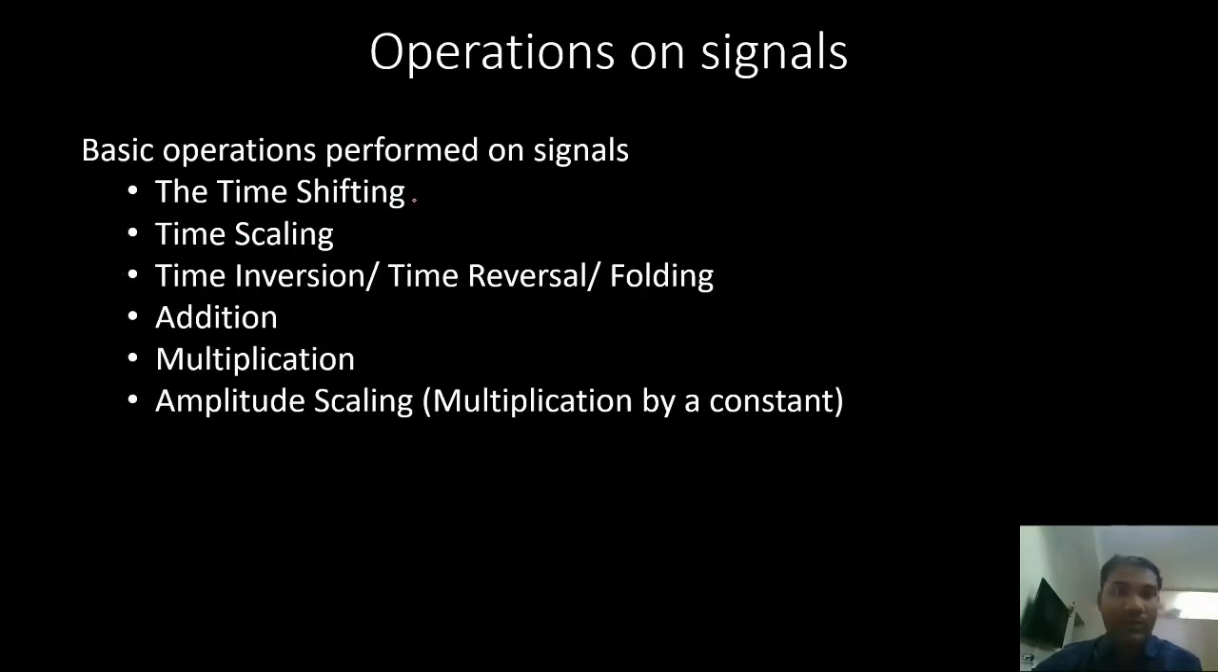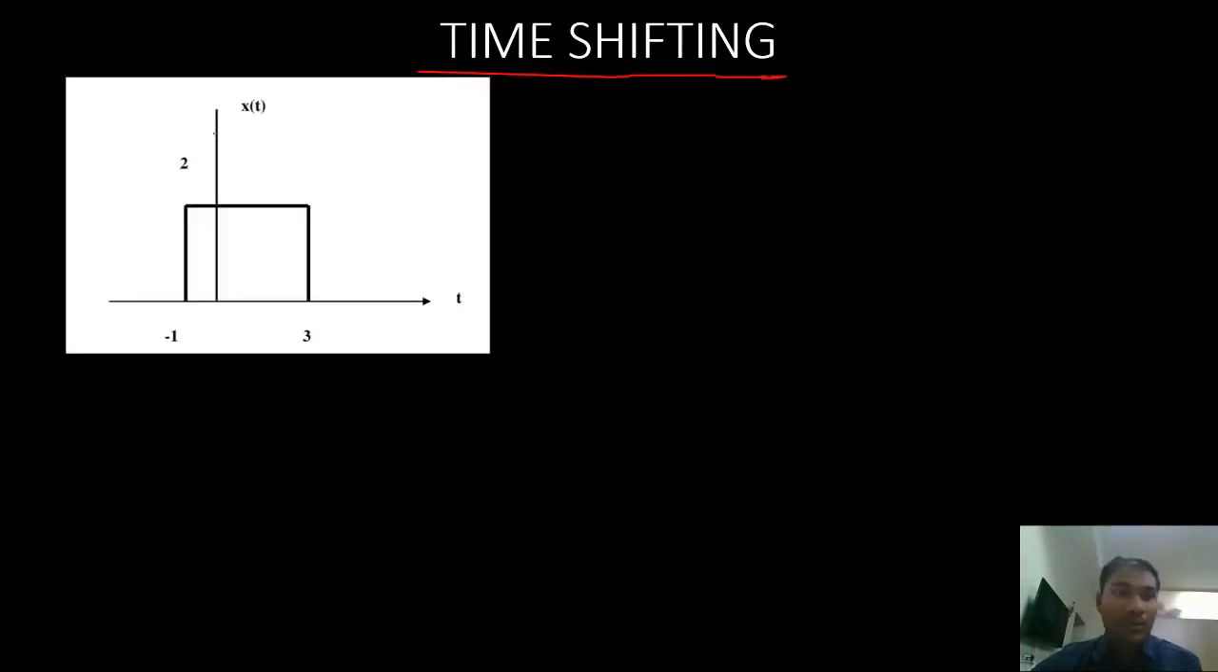The first one is time shifting. So as the name suggests, time shifting means we are shifting the given signal in time. So let us see an example for it. So this is the original signal x of t. So x of t is defined from -1 to 3 and its amplitude is 2.